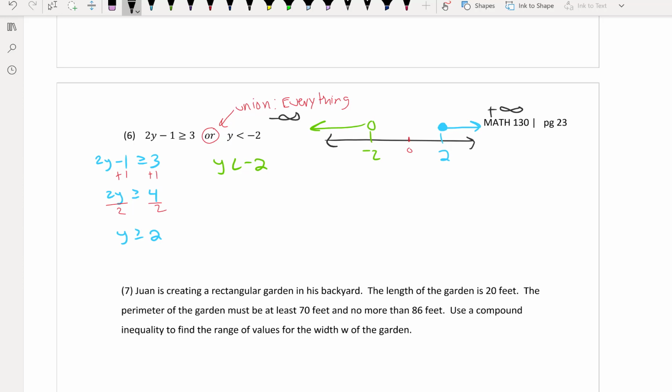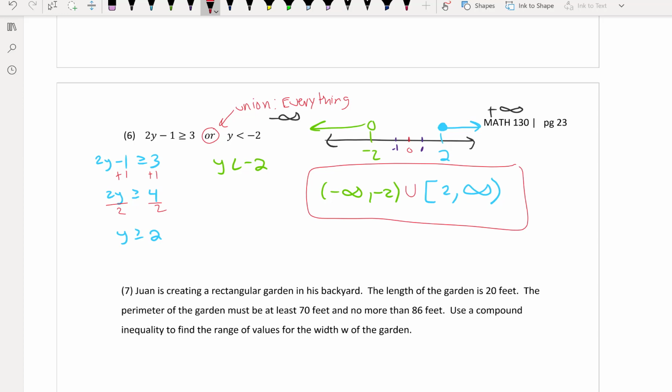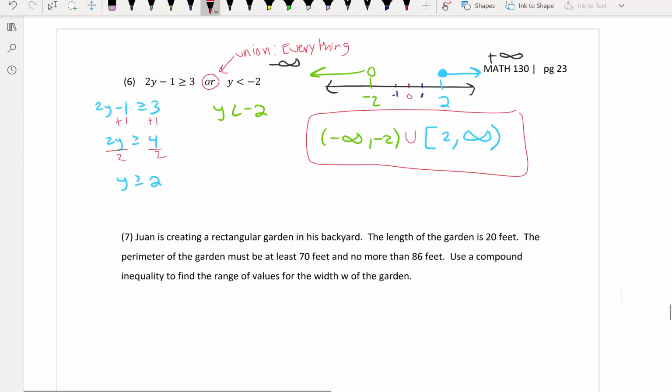So yes, this represents everything, but let's think about this. If this is positive 1 and negative 1, are those included? No. So there is a gap in between your numbers. So the way you're going to say this is this goes from negative infinity to negative 2, union, and it picks up at positive 2 bracket, and it goes off to positive infinity, which is going to be my parentheses. So that ends up becoming your final answer.